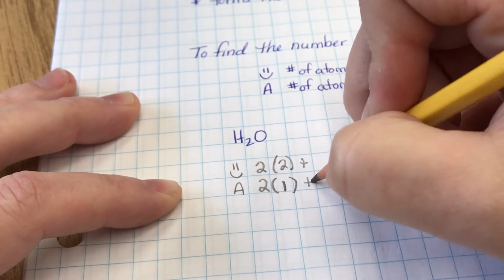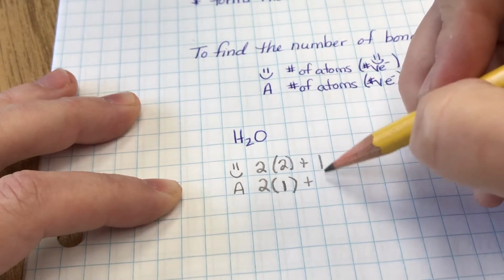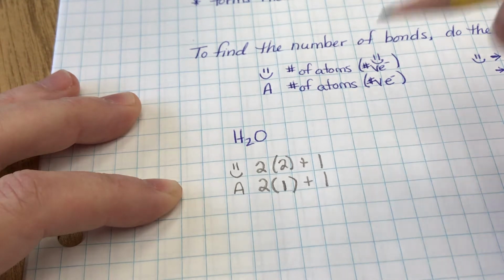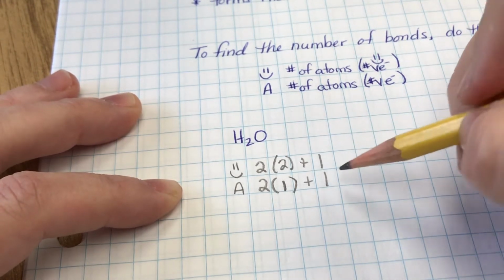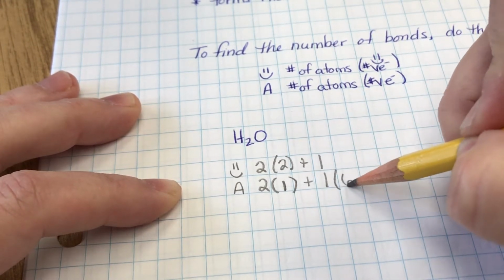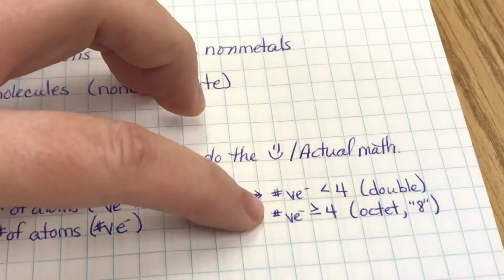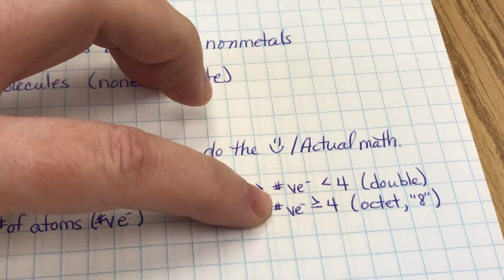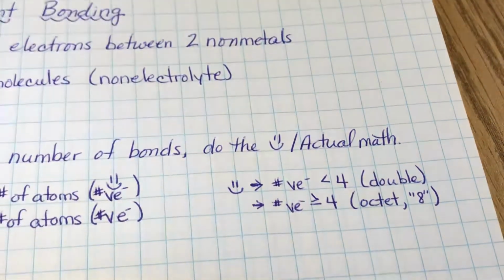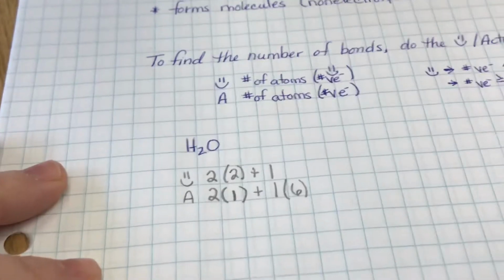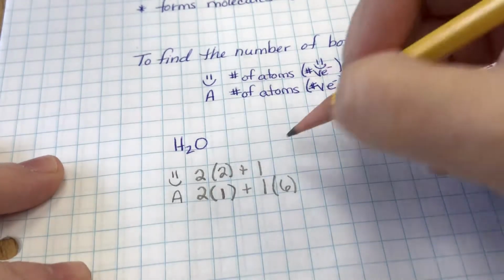Now we're going to move on to the oxygen. There is 1 oxygen present. On our valence electron periodic table, we can find that there are 6 valence electrons. 6 is actually greater than my 4, so therefore I'm going to use the 8 to make it happy. So on the top, we put our 8.